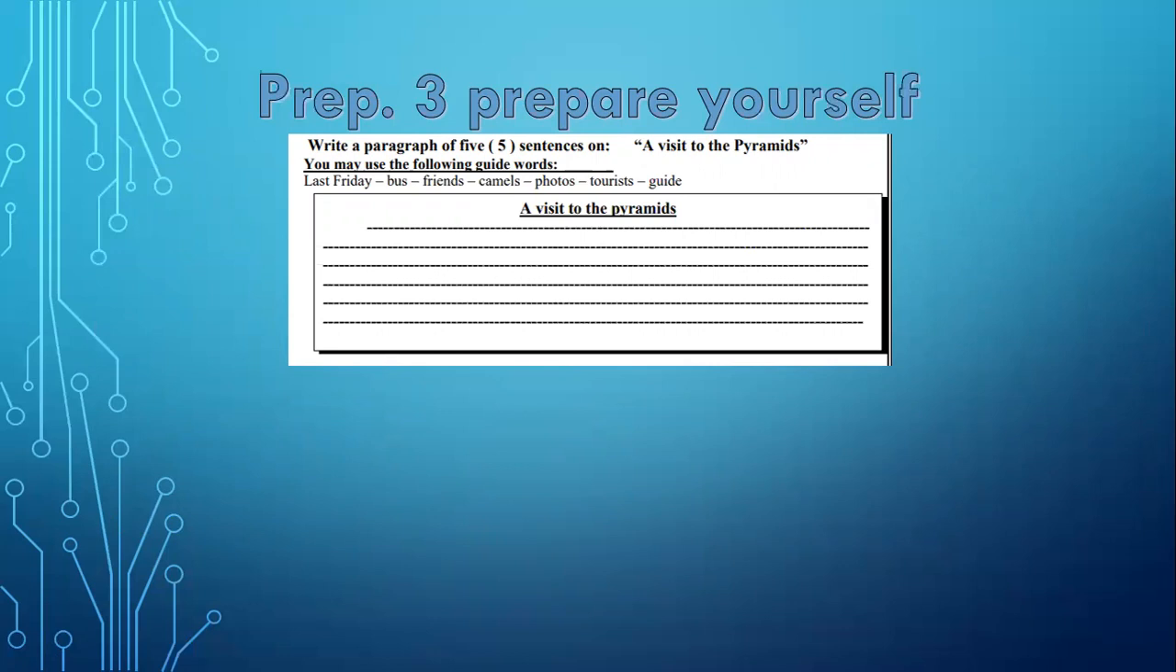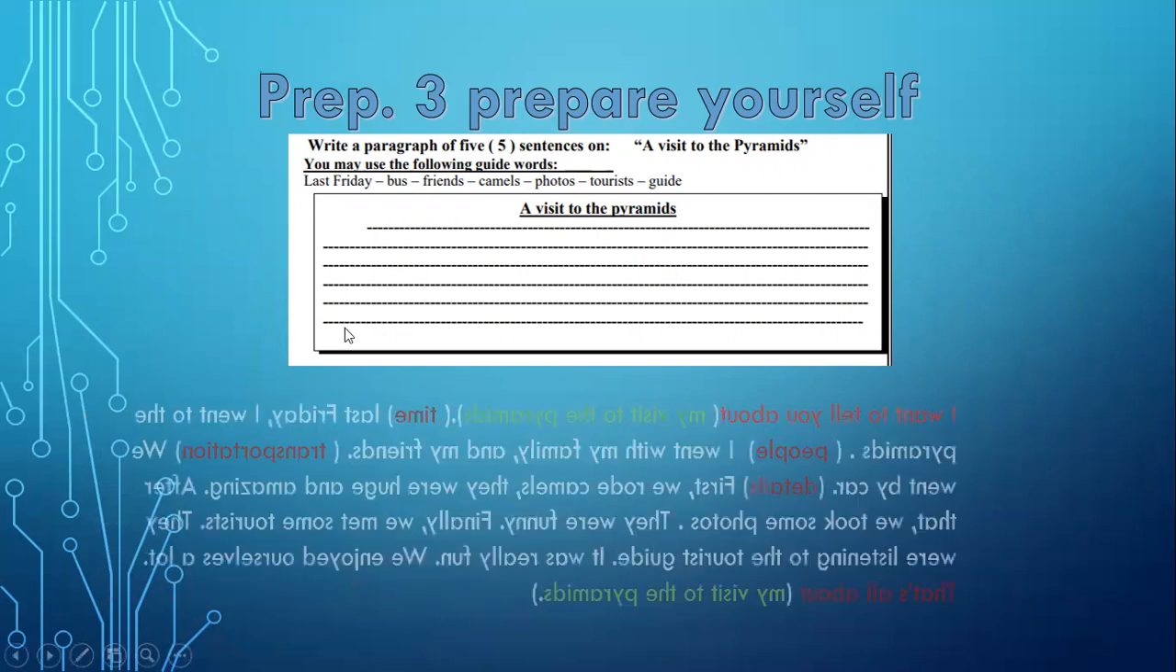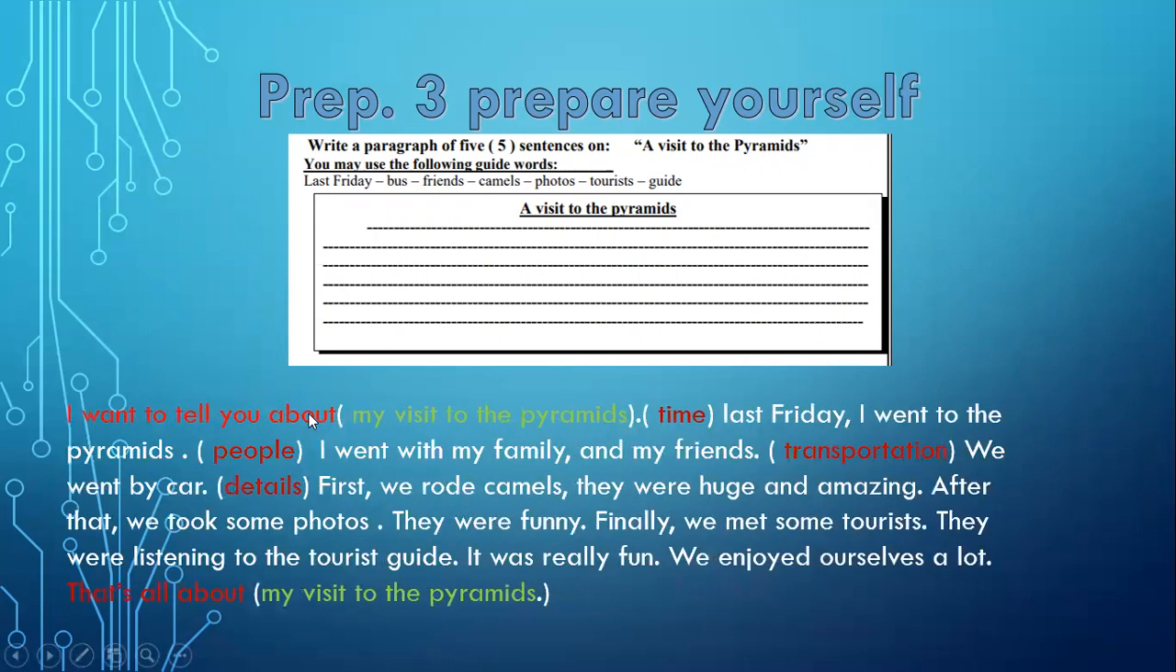In order to write a good paragraph, you have to make an introduction, then the body, then the conclusion. In the introduction, we say, I want to tell you about. The words in red are stable with you in any paragraph. I wanted to tell you about, and then you put the title. Here is the title, My Visit to the Pyramids. And then you talk about time. In the guiding words he gave you, last Friday, it's time in the past. So when you use last Friday, you use all the verbs in the past.